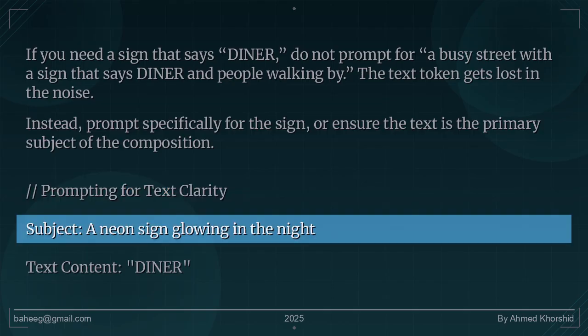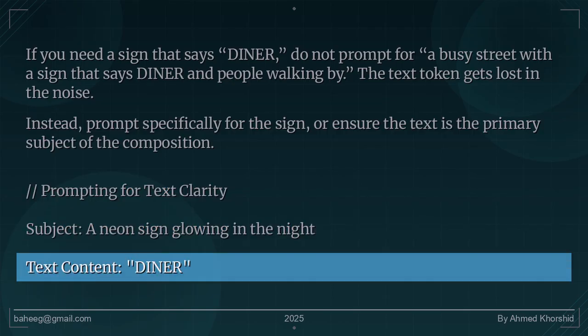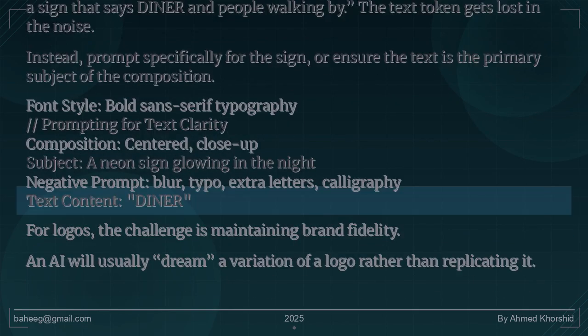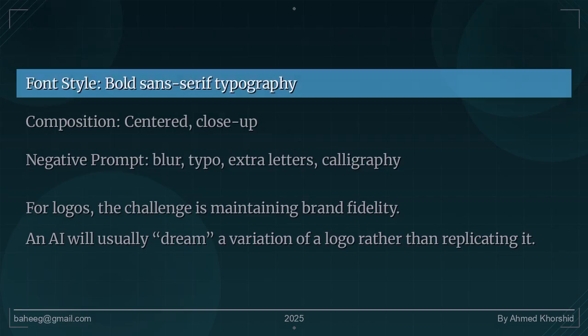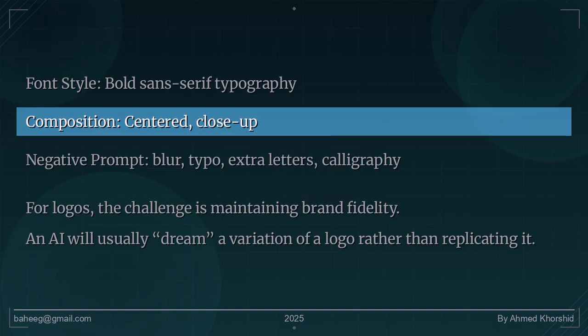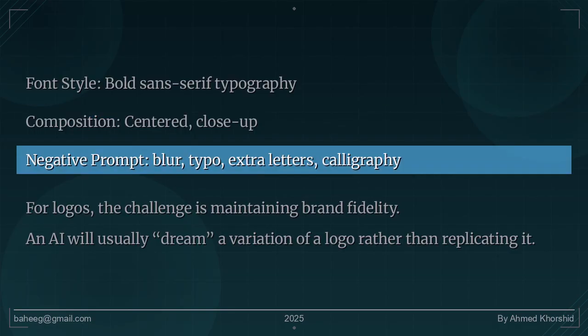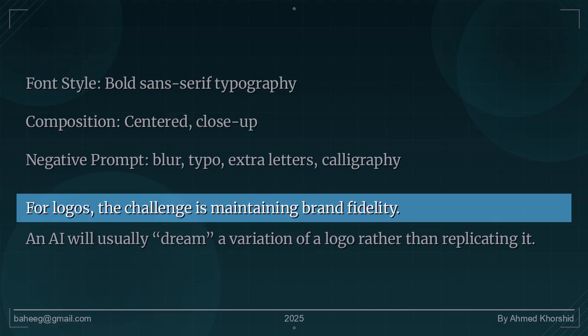Subject: a neon sign glowing in the night. Text content: diner. Font style: bold sans serif typography. Composition: centered, close-up. Negative prompt: blur, typo, extra letters, calligraphy.